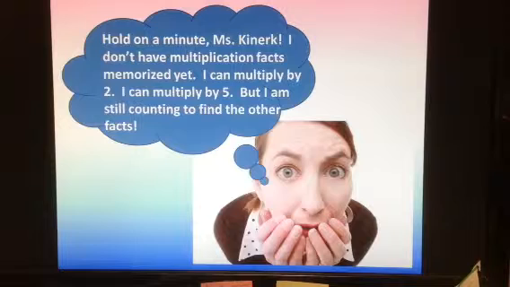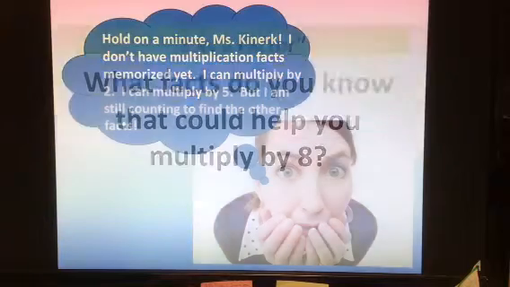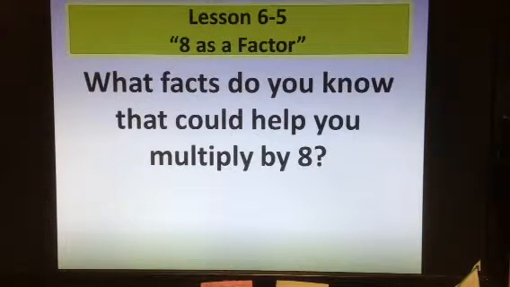Hold on a minute, Miss Knirk. I don't have multiplication facts memorized yet. I can multiply by 2, I can multiply by 5, but I'm still counting to find the other facts. This is true for a lot of students. What facts do you know that could help you multiply by 8?